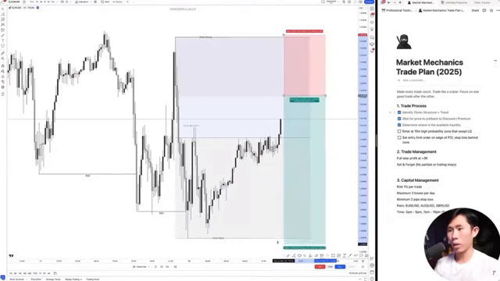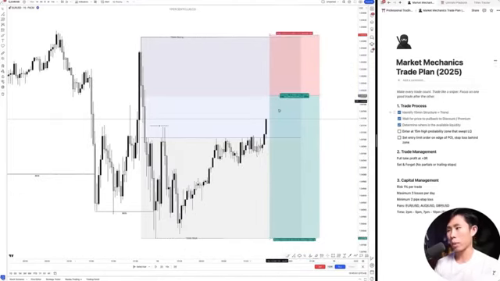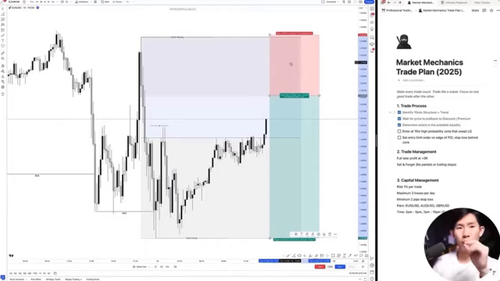Potentially 3R right here. Or in this case, I'll probably just target this last swing low right here, because we are expecting price to take out this swing low as well. Okay, now you can see this is one of those scenarios where the stop loss could be a little bit wide, right?